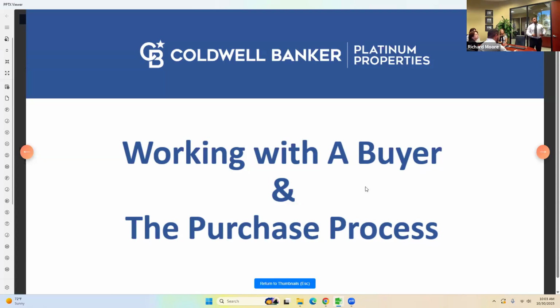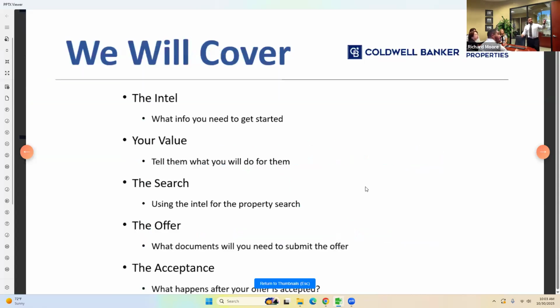There we go. So in this class, we're going to cover intel: what information you're going to need to get started from the buyer. Your value: you're going to tell them what your value is, why they want to pick you to represent them. We're going to talk about the search, using the intel that you gather from what they're looking for to do a property search and find them the right home. We're going to talk about the offer, what documents you're going to need to submit your offer. And we're going to talk about the acceptance and what happens after they accept your offer.